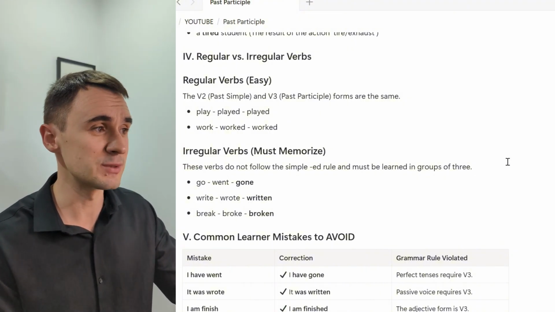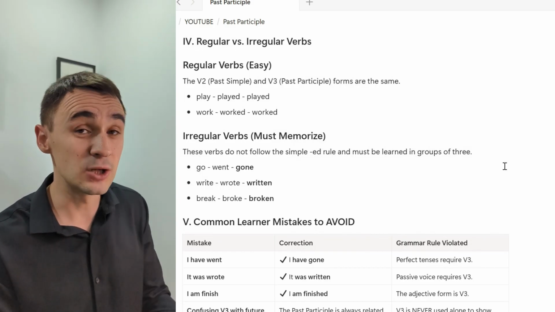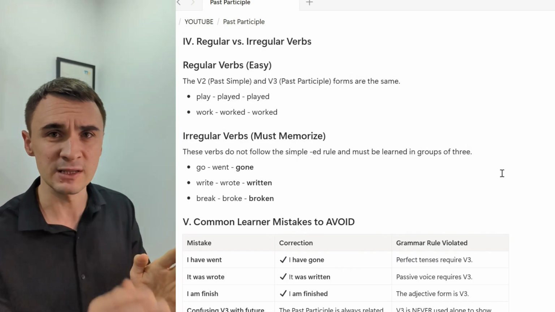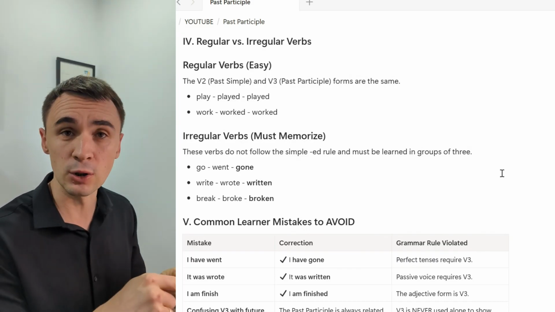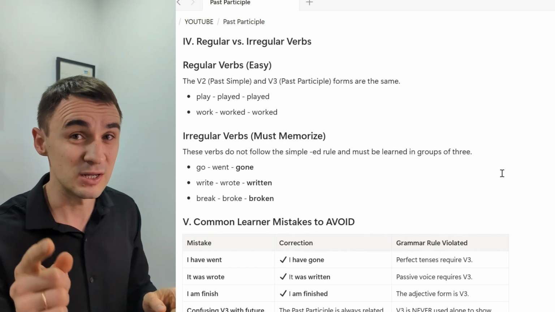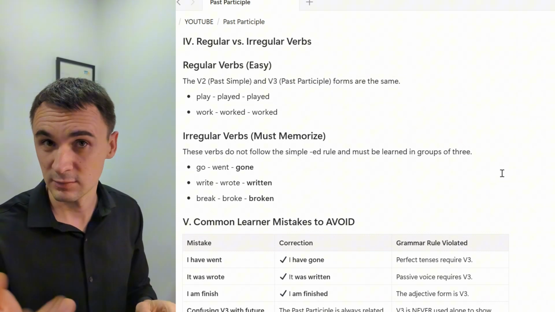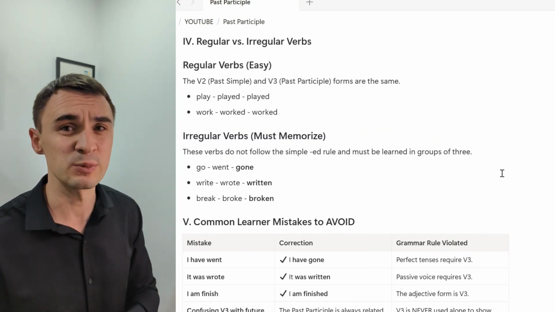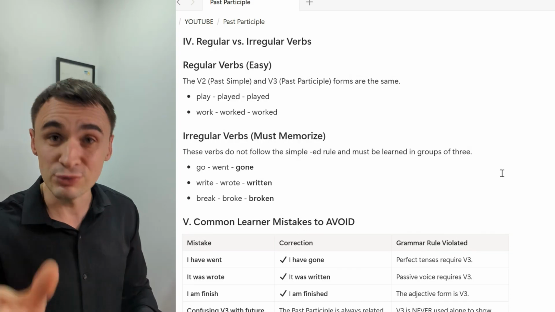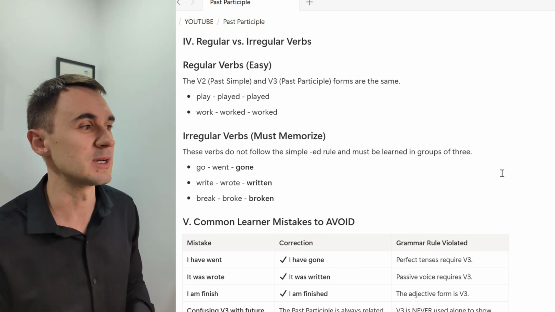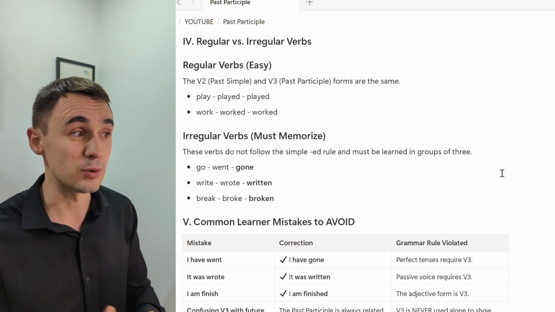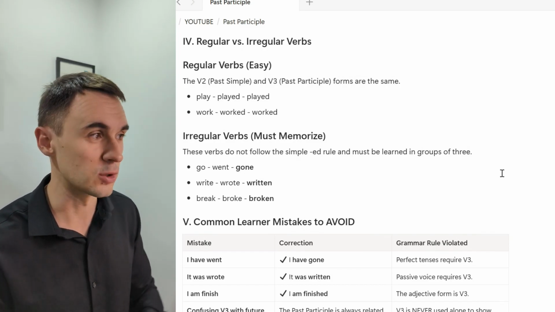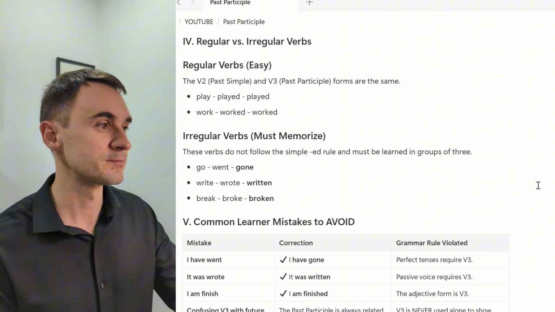So with these verbs, it's a bit more difficult because we cannot add ed. That's why they are called irregular, and we must learn them in groups of 3. For example, go, went, gone. What is the past participle here? That's the word gone. Now, write, wrote, written. What is the past participle here? It's the word written. The third form, obviously, right? And the last one, break, broke, broken. And that is broken, third form of the verb break, okay?